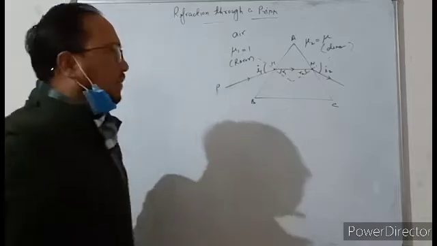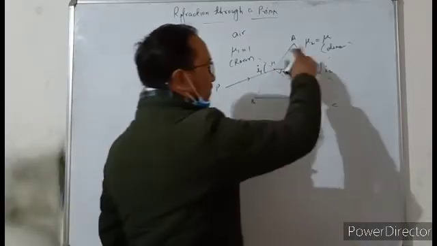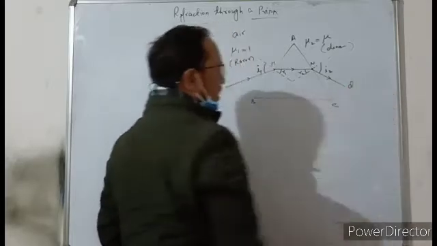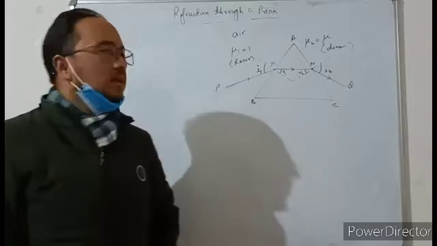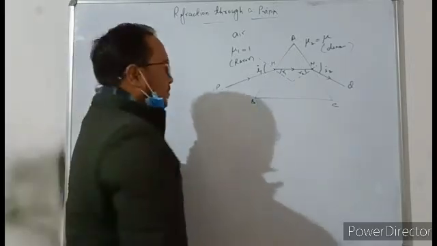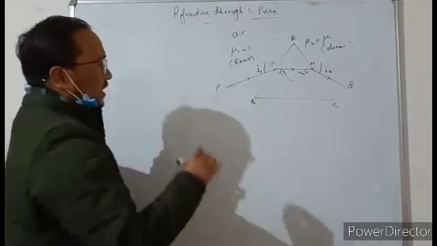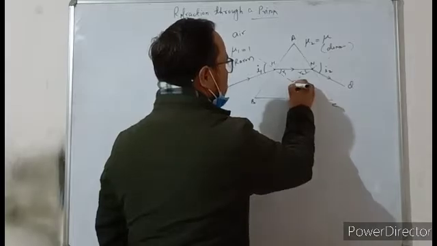PM is the incident ray, MN is the refracted ray, and finally NQ is the emergent ray. The ray which emerges out from the prism is called the emergent ray. So simply, now students, this is the ray diagram, and suppose this point is taken as O.